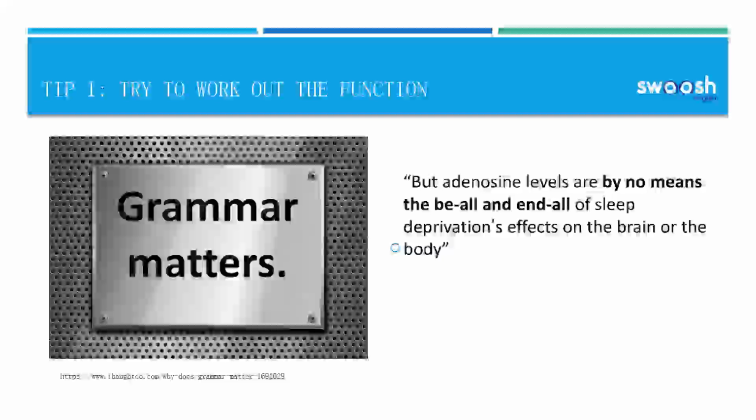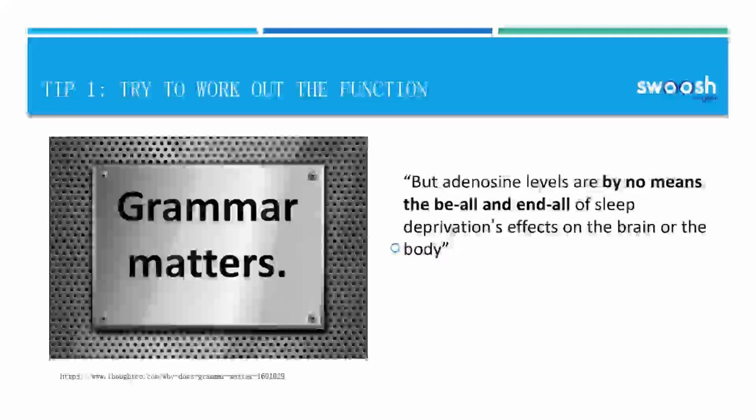Let's have a look at an example sentence from the OET practice test, where we have to work out the meaning of the phrase by no means the be-all and end-all. And you can see the sentence, but adenosine levels are by no means the be-all and end-all of sleep deprivation's effects on the brain or the body. So, what is the function of this phrase within that sentence?